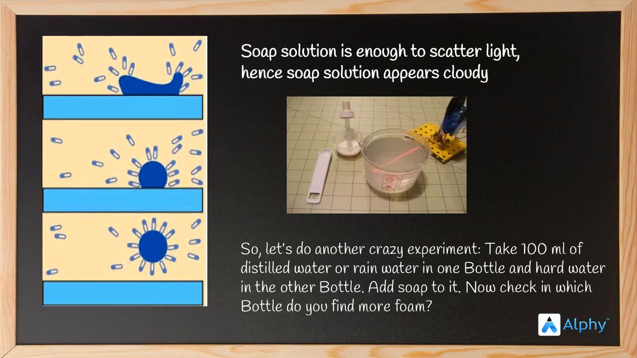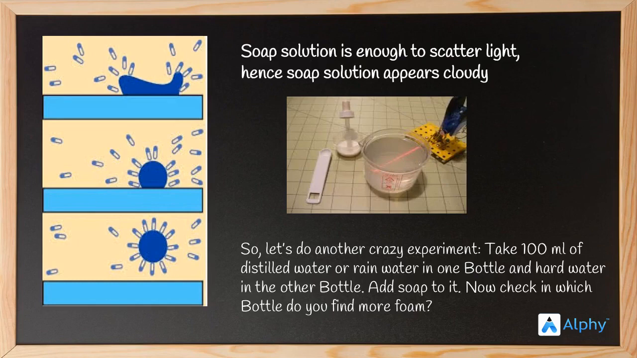Now they asked us to take two, one is the soft water and the second one is the hard water. The soft water is distilled water or rainwater, and the other is hard water. Now what are soft water and hard water? They're very simple. Soft water contains no ions of calcium or magnesium. It is very clean, but hard water contains ions of calcium and magnesium. That makes the water hard.